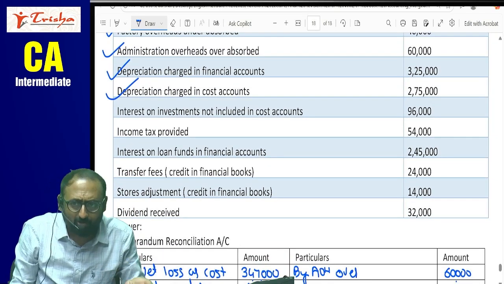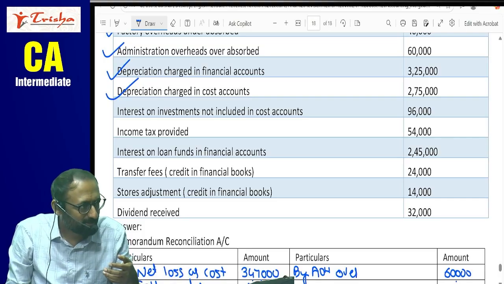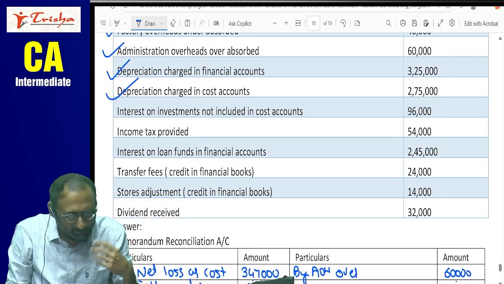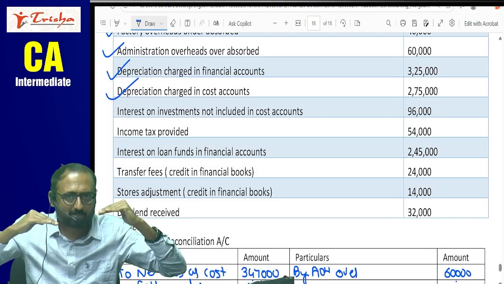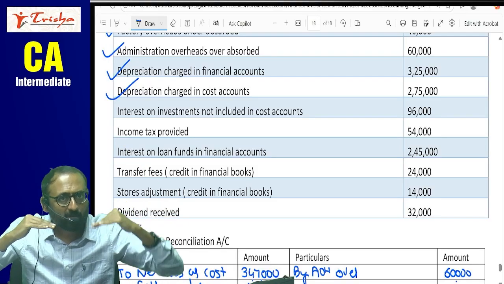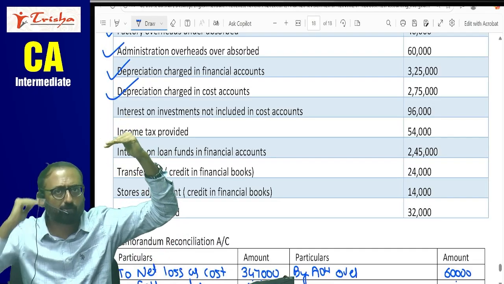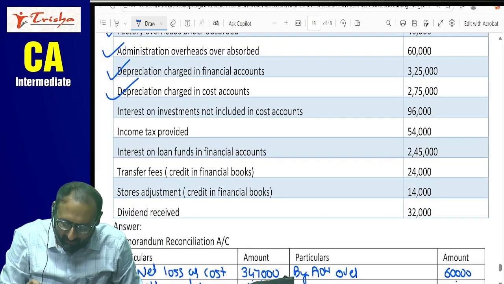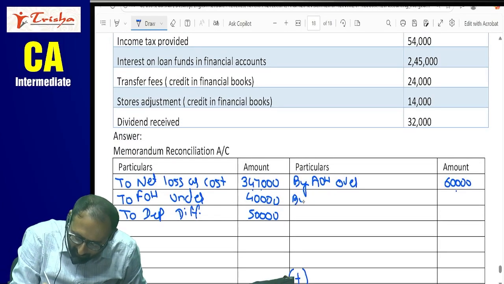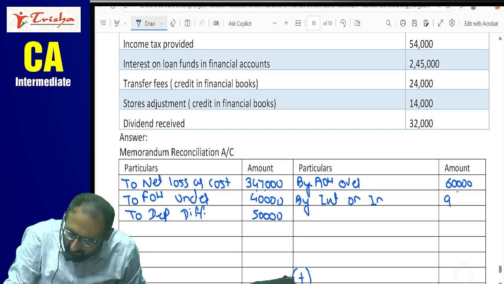Next, interest on investment not included in cost account. Sir, interest paid or interest received? Received, no? Interest on investment, sir. Interest on loan is not given. Interest on debenture is not given. Interest on investment. So, sir, in finance, interest on investment is the income. Because of that income, finance profit is more, costing profit is less. From costing, you are going into the finance, you'll have to add. Add means you'll have to write onto the credit side 96,000. By interest on investment, how much is it? 96,000.